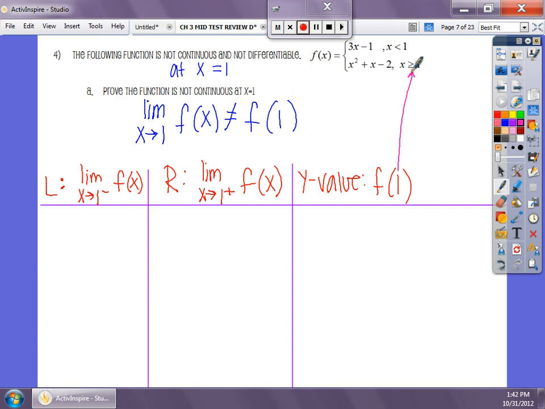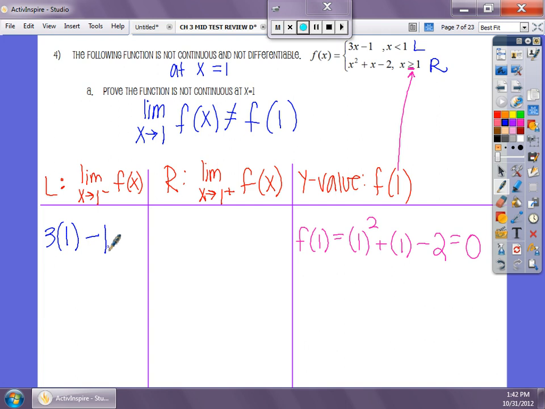So let's start out with f of 1 because that is going to be very specific. You're always going to look for that equal sign. Because the equal sign is on the bottom function, to evaluate f of 1, I'm going to have to use the x squared plus x minus 2, which gives us 0. When I want to do the left side, that would be this side, and this would be the right. So the left-sided function, the limit would be 3 times 1, and then minus 1, which equals 2. The right side would be 1 squared plus 1 minus 2, which we already figured out was 0.